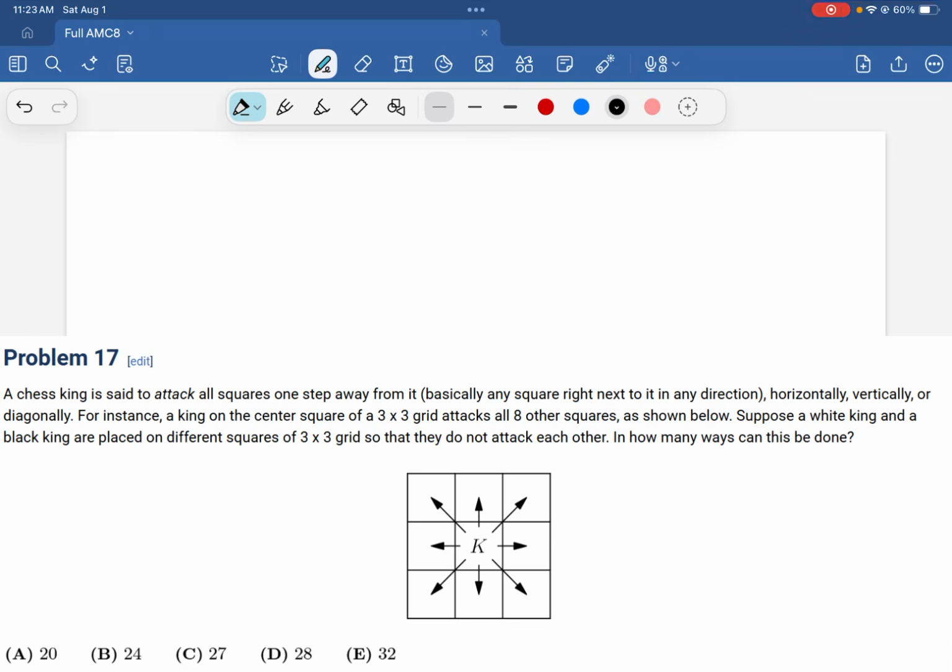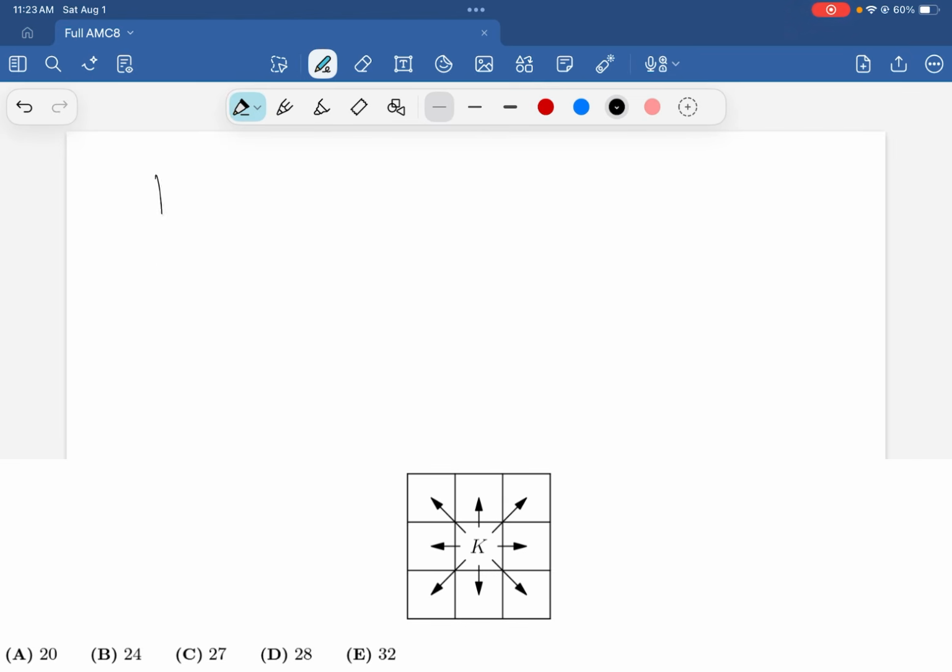Problem 17. A chess king is said to attack all squares one step away from it. I'll let you read that. For instance, a king on the center square of a 3x3 grid attacks all 8 other squares as shown below. Suppose a white king and a black king are placed on different squares of a 3x3 grid so that they do not attack each other. How many ways can this be done? I'll just draw a grid like so.